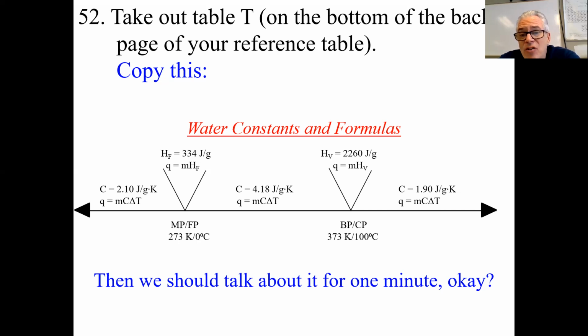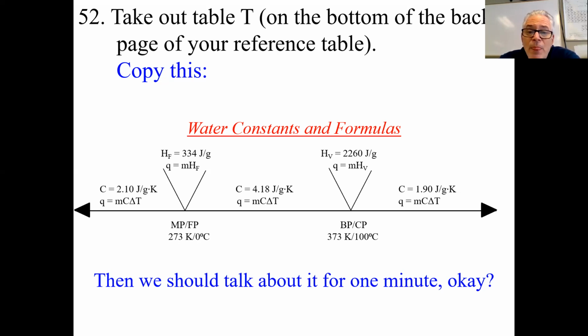On the hot phase change side, when water boils into a gas or if the gas condenses into steam, we use a slightly different formula because we have to use what's called the heat of vaporization constant. And the heat of vaporization constant for H2O is 2260 joules per gram.